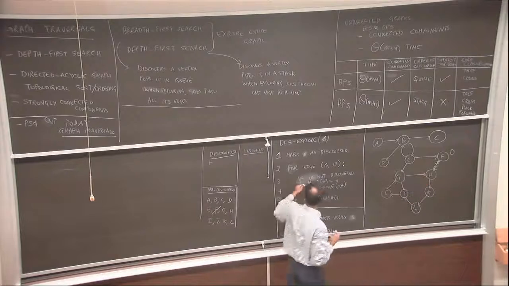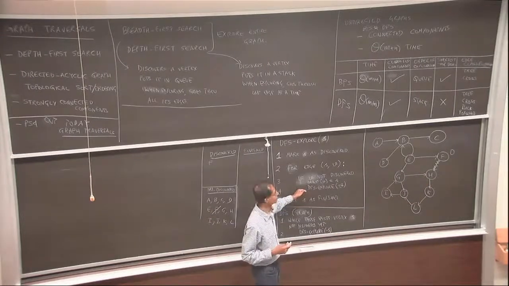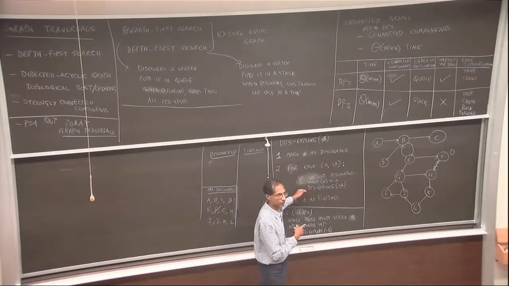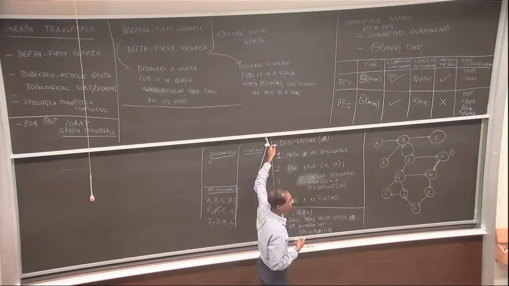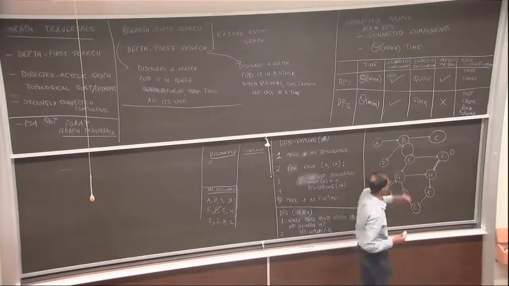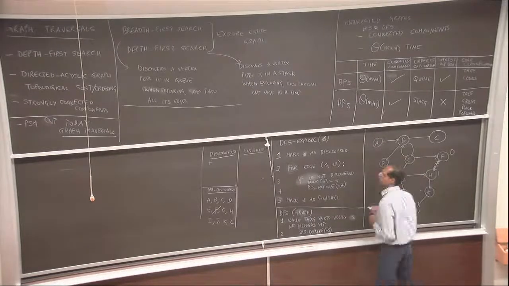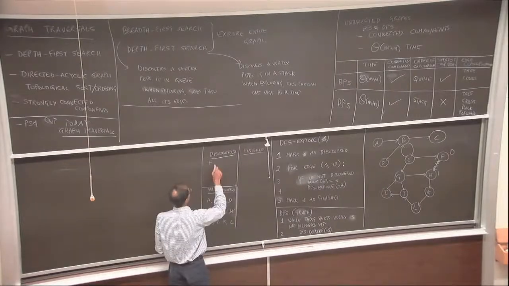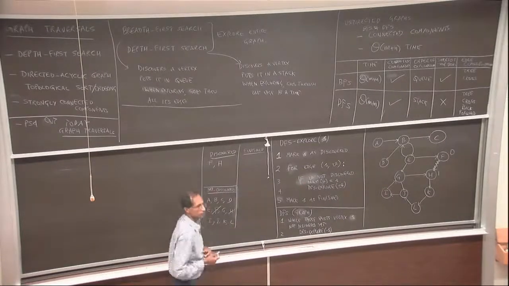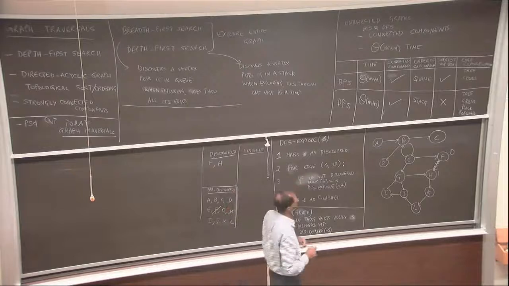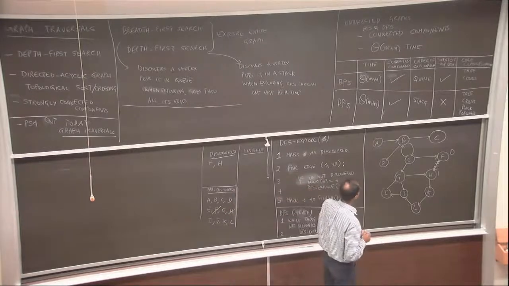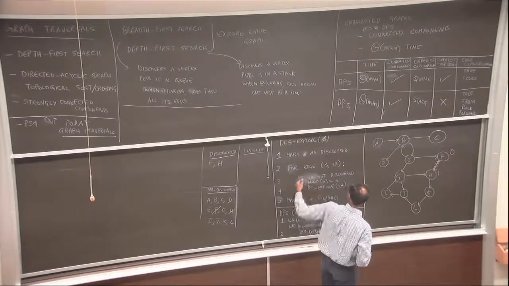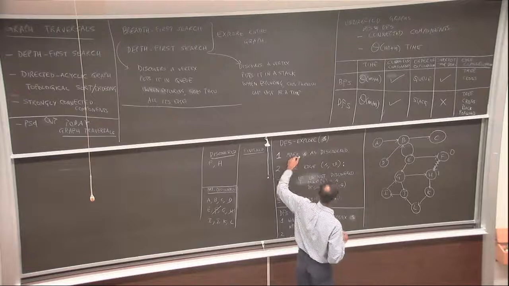And now we call DFS explore on H. So it goes deeper, and we mark H as discovered. H comes out of the not discovered set and goes here. Okay? From H we then come back. We mark H as discovered.